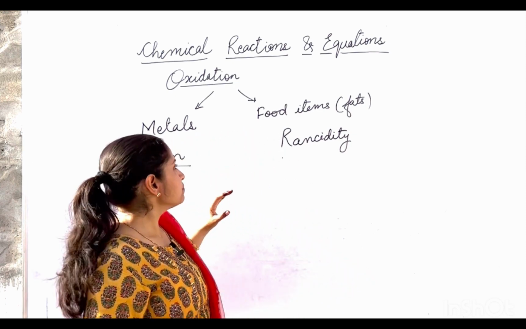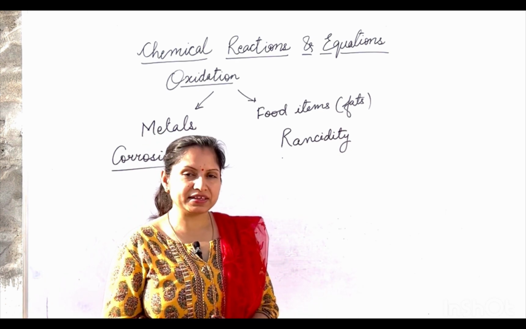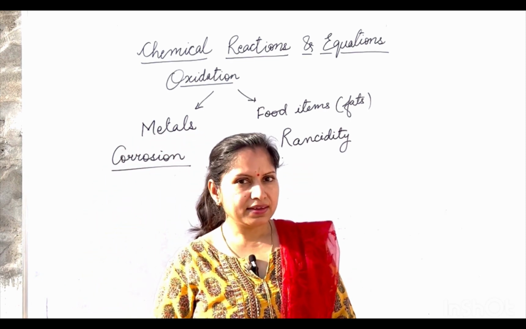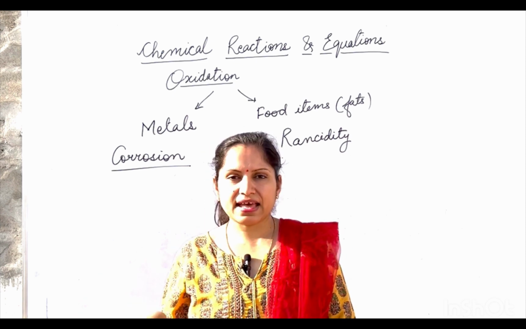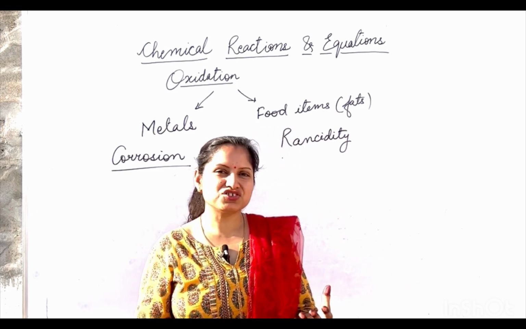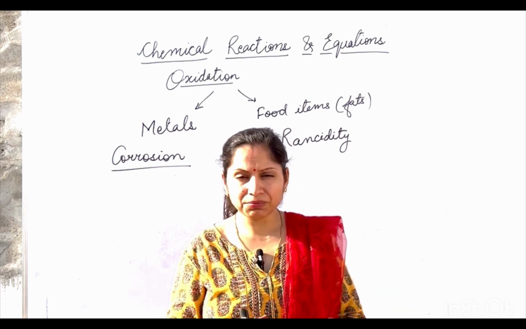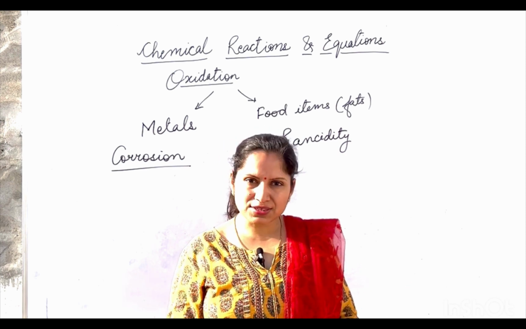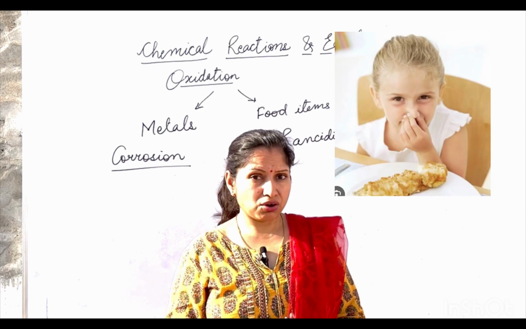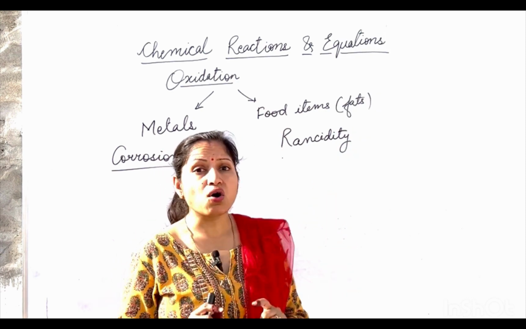Okay, so these are some examples of corrosion. We'll learn more about corrosion in chapter number 3, that is metals and non-metals. Now coming to rancidity. If you open a chips packet and consume some of them and just leave it aside for some days and forget about it, that could happen, no? If you find your packet of chips after a month or 2 months and want to consume it, you will find that it doesn't taste good because the fats present in the chips have undergone oxidation.